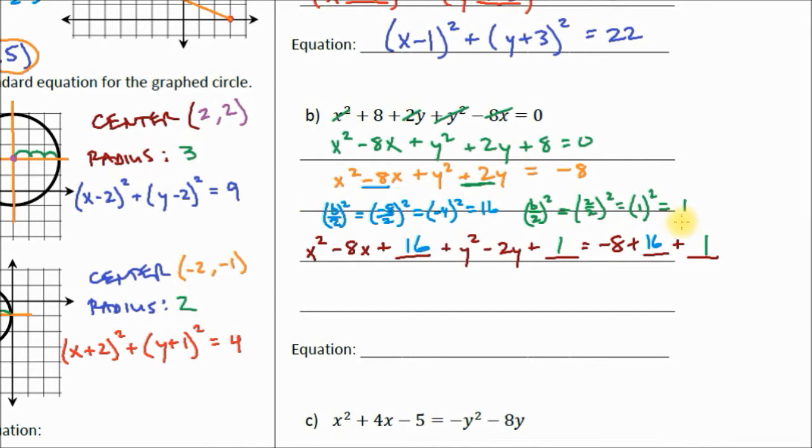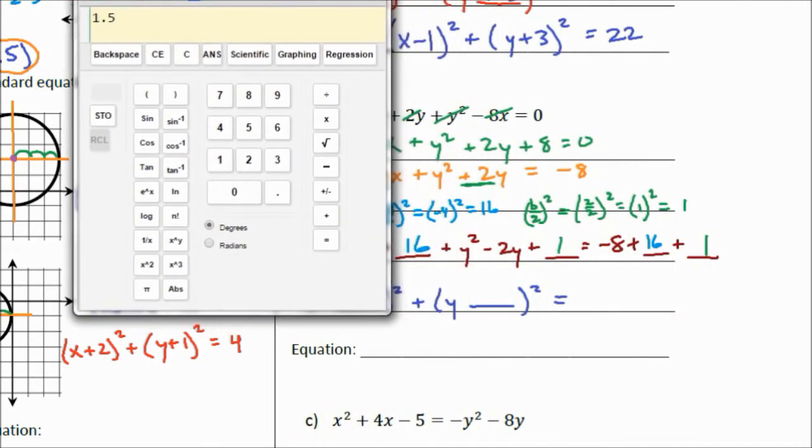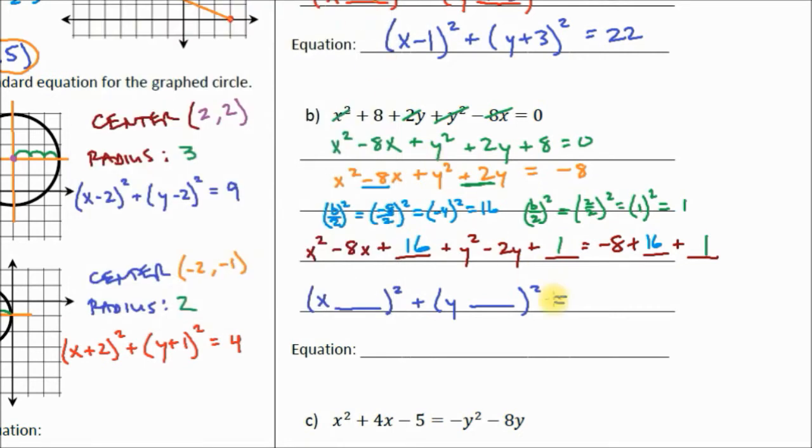Alright, got that done. Let's go ahead and factor both sides. The factored form of the x term is going to be x some number squared plus y some number squared equals, let's go ahead and do the right side right now. We'll simplify the right side. We've got negative 8 plus 16 plus 1 equals, the answer is 9. So 9 on the right side.